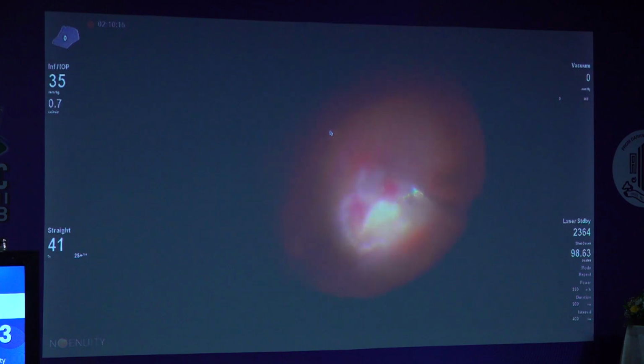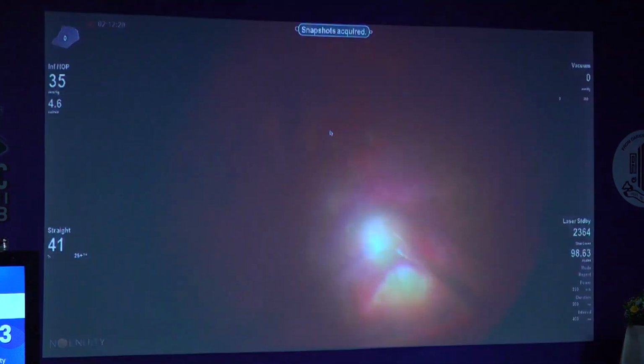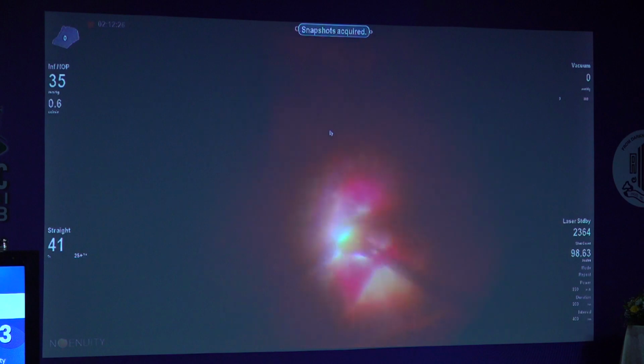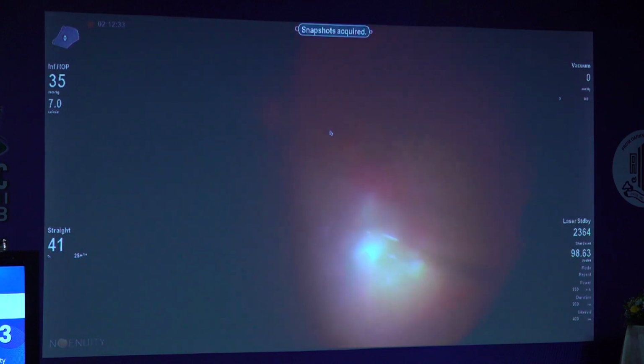So this is how you see the bare sclera there, and some bleeders are there. Now we have held the choroid there, and we'll take it out.